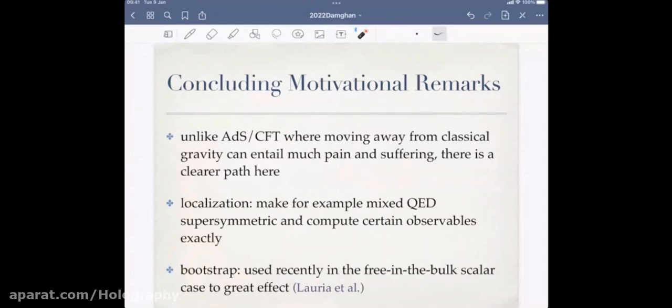You can use localization, as I showed you in these two plots a few minutes ago for the mixed QED theory. We made it supersymmetric, and then we were able to compute certain observables like the charge conductivities exactly at any order of the coupling. So I thought that was really remarkable. And then you can also use the conformal bootstrap, which these fellows did for this free scalar field coupled to a minimal model. And again, walk away from strong coupling physics, from the weak coupling limit, and learn a little bit about strong coupling physics on the boundary.